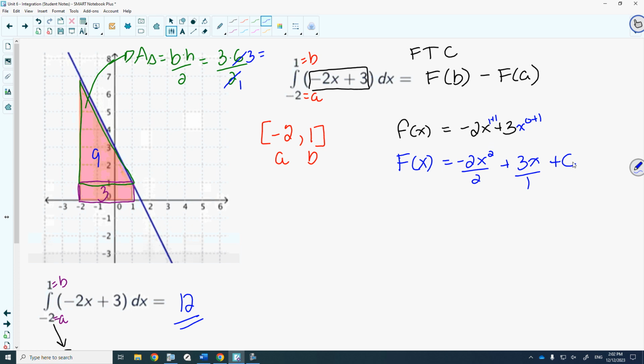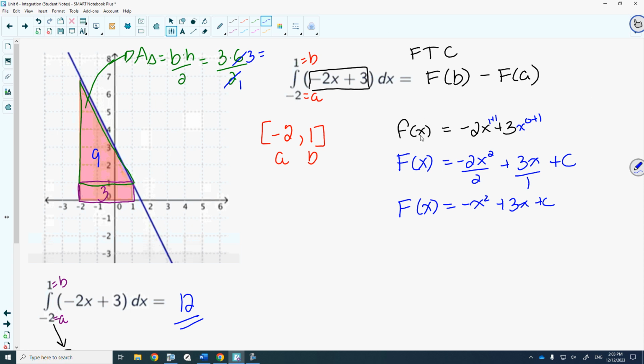We'll only do the plus c for this one example because I'm going to show you how we actually don't need this constant of integration when we're evaluating definite integrals, because it's going to cancel. So the antiderivative of this function is -x squared plus 3x plus c.